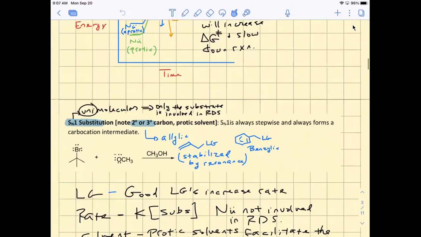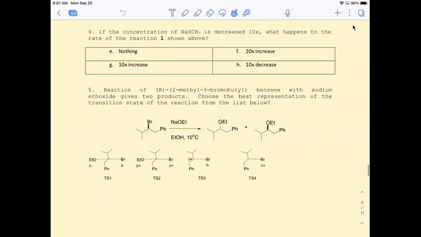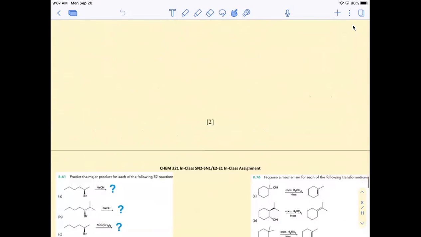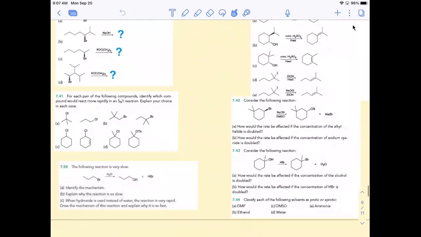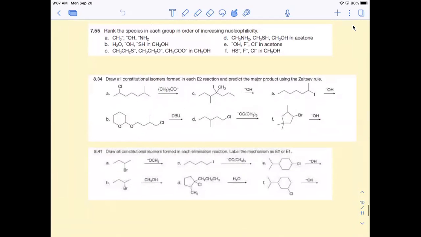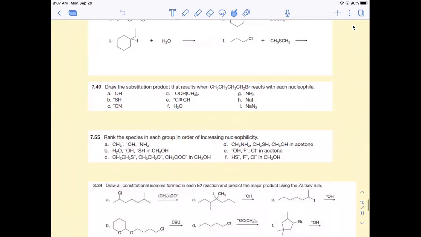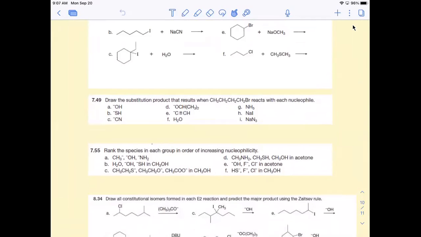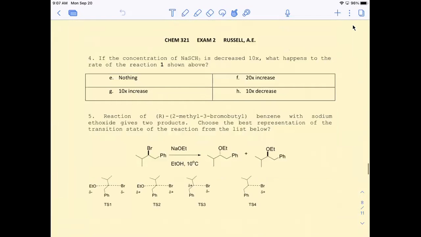There's a bunch of problems that we're going to solve between Wednesday and Friday. And then we'll move on to another section. So the next exam is going to cover whatever we cover here, substitution and elimination, and then whatever we cover from, I think the next section is like conjugated diene. So it's like two different reactions in that section. But let's jump back in here with this elimination.